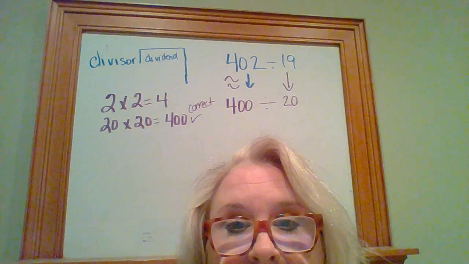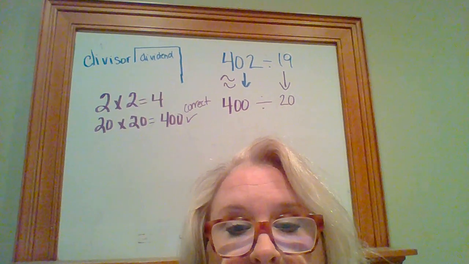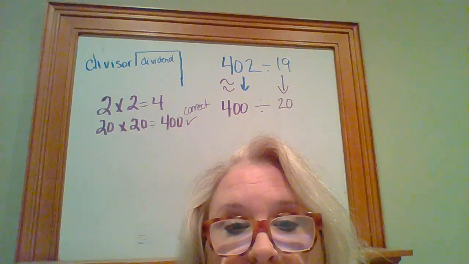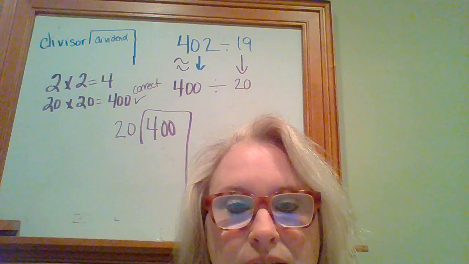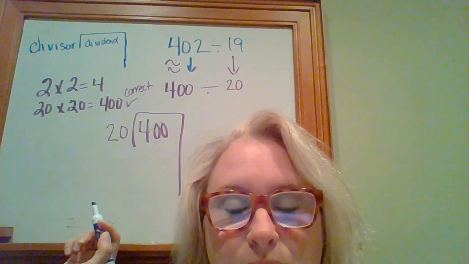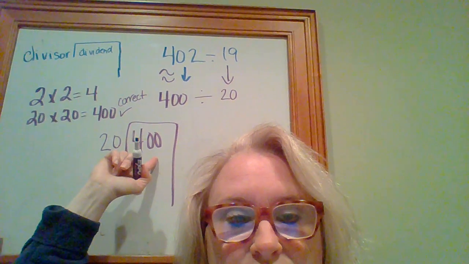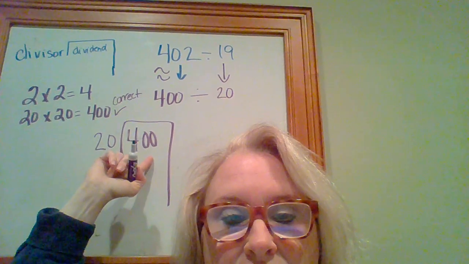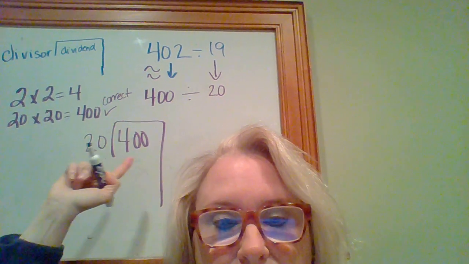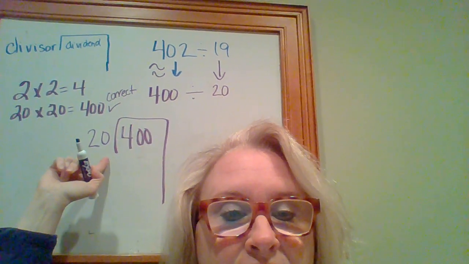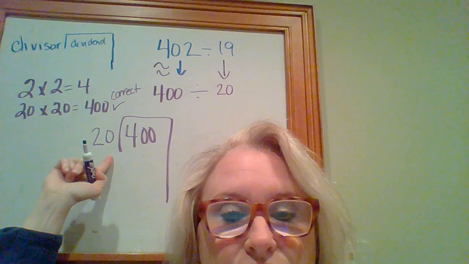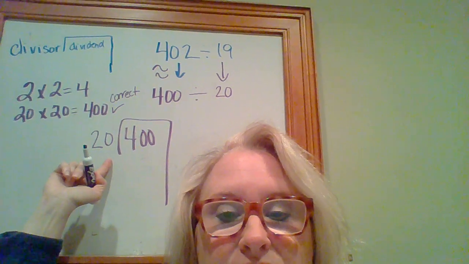Now, let's solve this estimation problem by using partial quotient strategy. Start by drawing your Big 7 on paper. Put the dividend, which is 400, on the inside of your 7, and 20 on the outside of the Big 7, which is your divisor. Now we can start by building a multiplication tower.